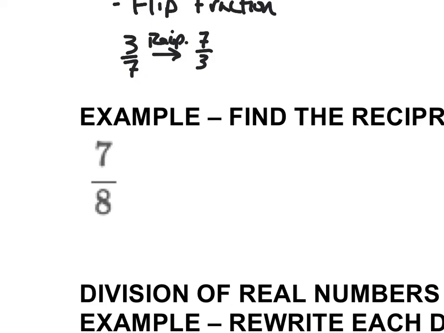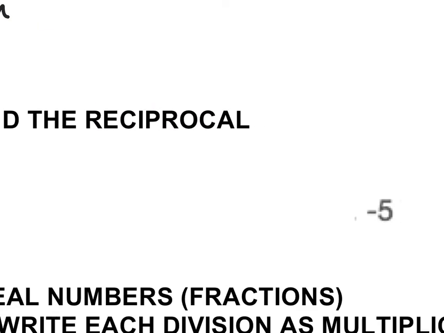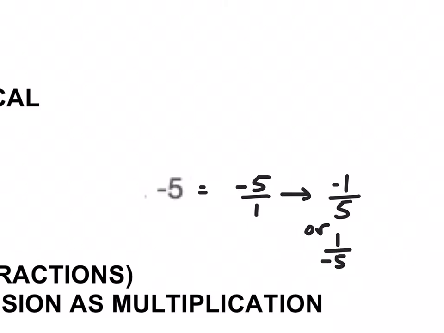So if I have 7/8 as my fraction, the reciprocal is going to be 8 over 7. And that's it, okay? If I have, say, -5 and I want to find the reciprocal of that, that's kind of hard. But rewrite -5 as a fraction. -5 is equal to saying -5 over 1. Okay, and the reciprocal of that is -1 over 5, or you could write this as 1 over -5. Doesn't matter. Okay, these two things are the same thing. All right, but that's what we're doing.